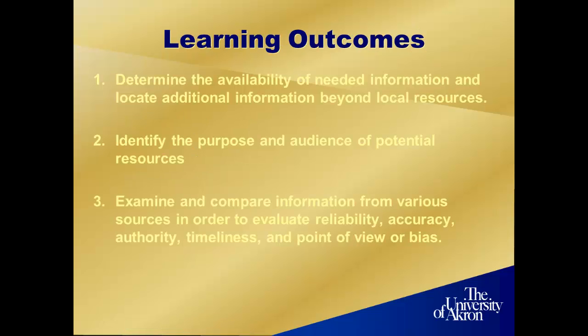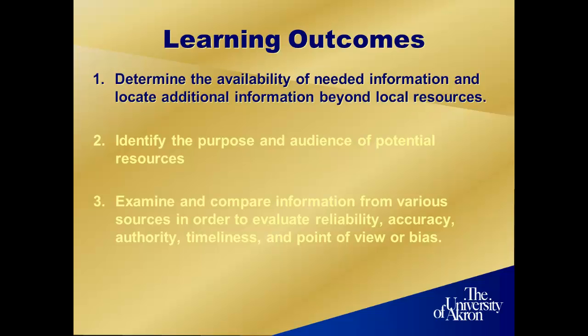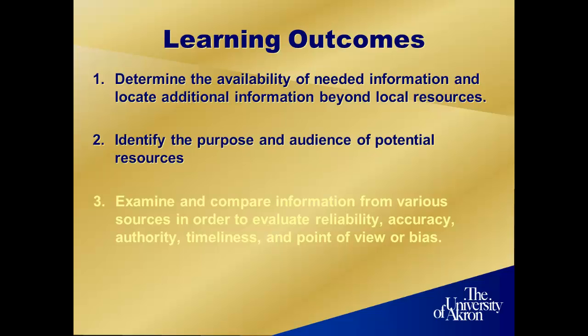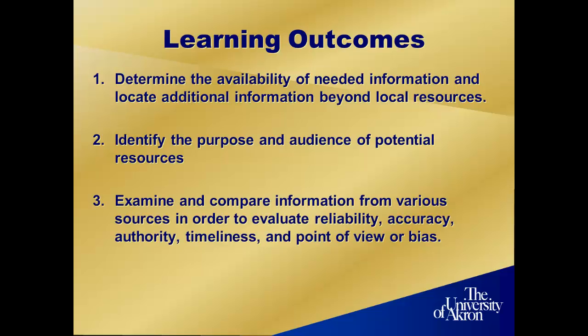Here are the learning outcomes for this workshop. These are the criteria and steps you should be able to understand and perform in evaluating research by the end of this workshop. By the end of this workshop, you should be able to determine the availability of needed information and locate additional information beyond local resources, identify the purpose and audience of potential resources, examine and compare information from various sources in order to evaluate reliability, accuracy, authority, timeliness, and point of view or bias.